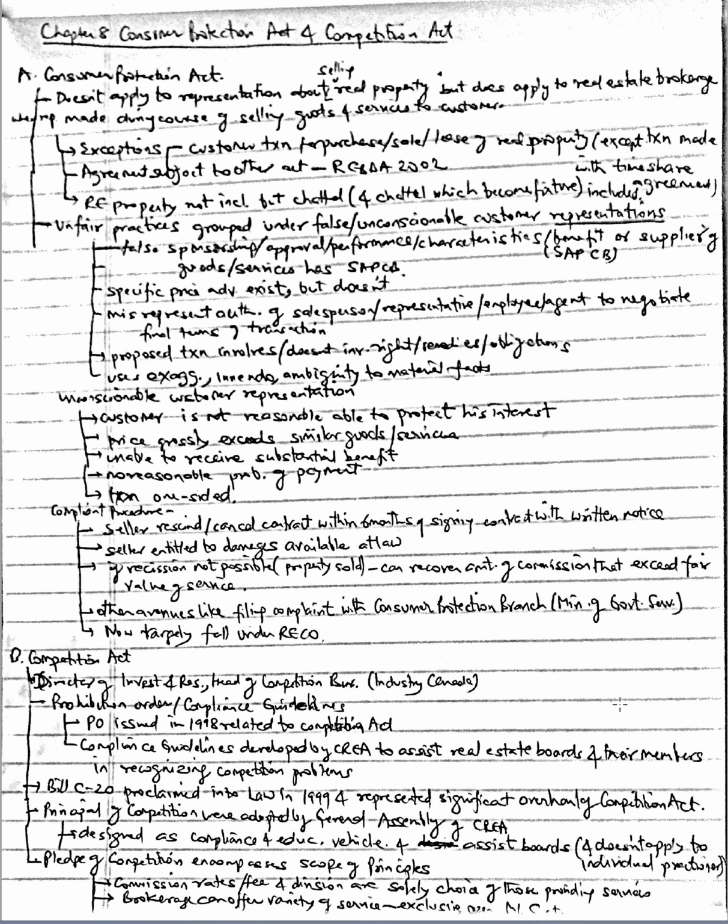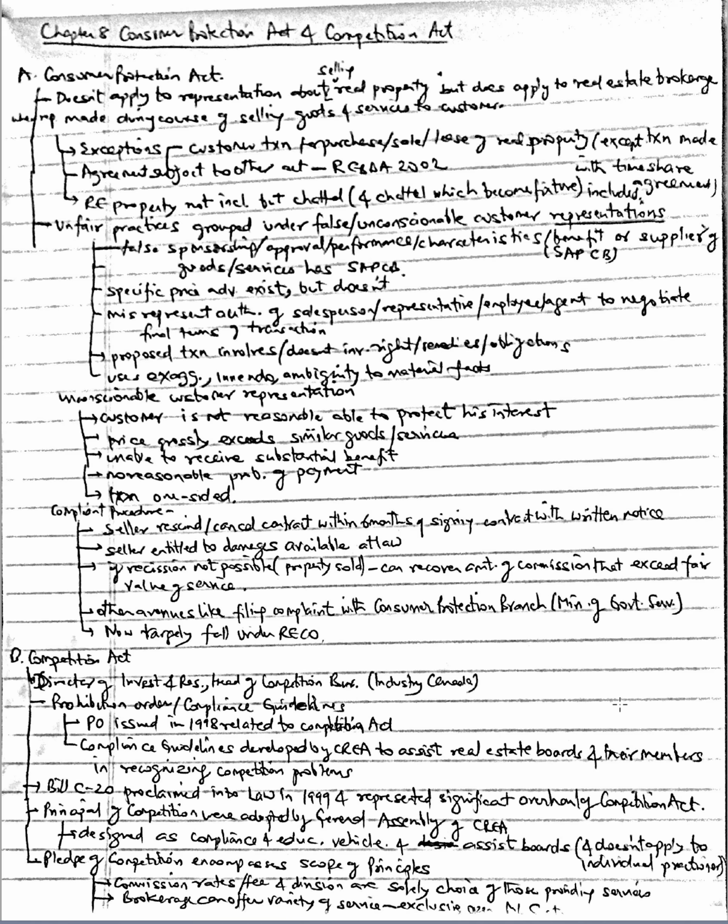members whose membership in a board or association is terminated or refused, along with the particulars. Compliance guidelines were developed by CREA to assist real estate boards and their members in recognizing competition problems that can result in serious criminal and civil penalties.